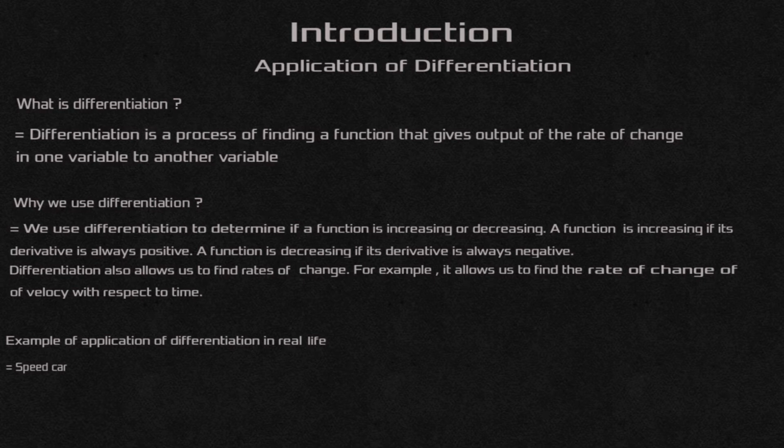Differentiation also allows us to find rates of change. For example, it allows us to find the rate of change of velocity with respect to time. An example of the application of differentiation in real life that we could apply to is a speeding car.